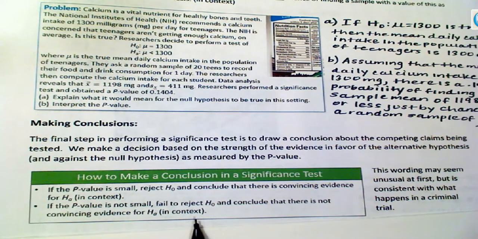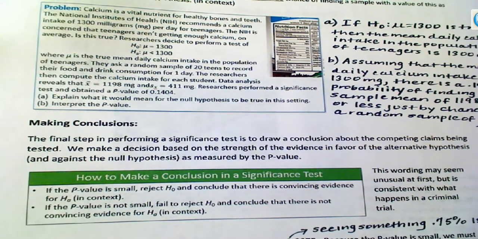One thing that I do want you to recognize is that our conclusion is always based on the alternative hypothesis. We either say that there's convincing evidence for the alternative or there is not convincing evidence for the alternative. So we're going to practice that.